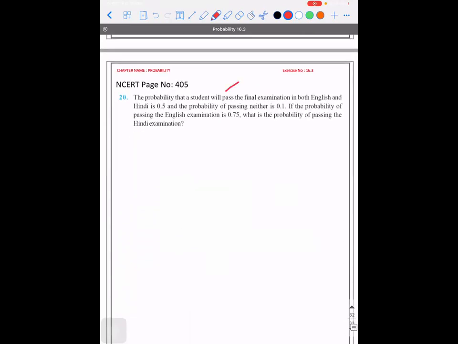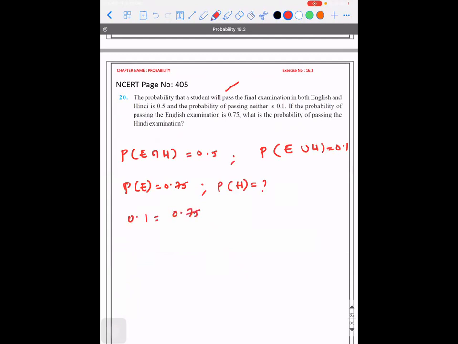So probability that a student will pass the final examination in both English and Hindi is 0.5. Probability of passing neither of them is 0.1. The probability of passing English examination is 0.75. Find the probability of passing Hindi. So 0.1 is equal to 0.75 plus probability of Hindi minus 0.5. So it will be 0.25 plus probability of H is 0.1.